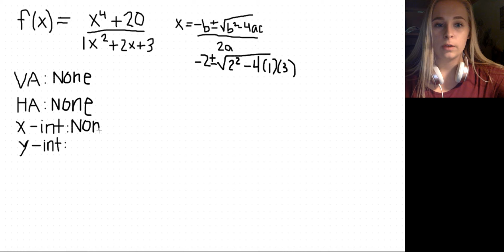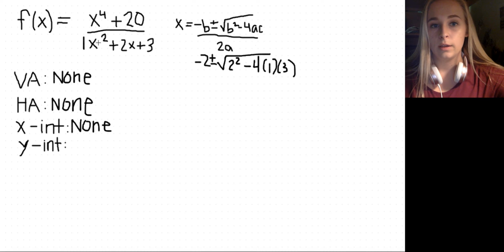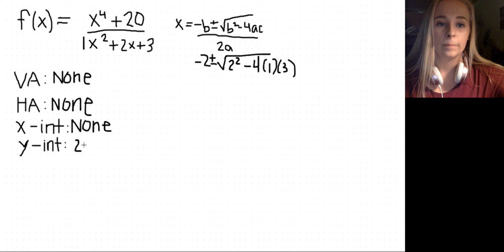So now we move on to our y-intercepts. And to do that, we do the exact opposite and sub in a 0 for the x's. So we have 0 to the 4th, so just 0 plus 20, so we have 20 on top. And then that'll be x squared or 0 squared. So 0 plus 2 times 0 is 0, plus 3, so just for this one we have 20 over 3.